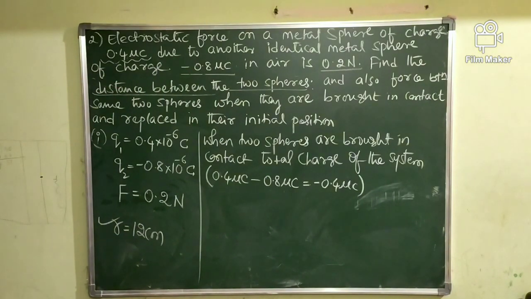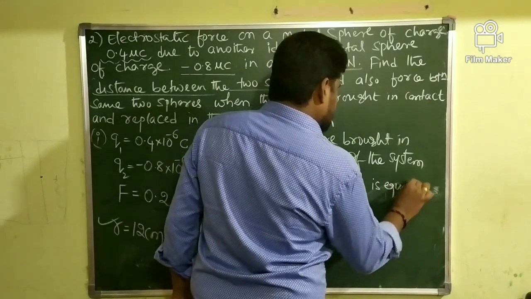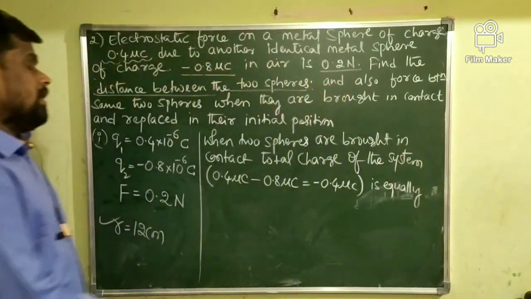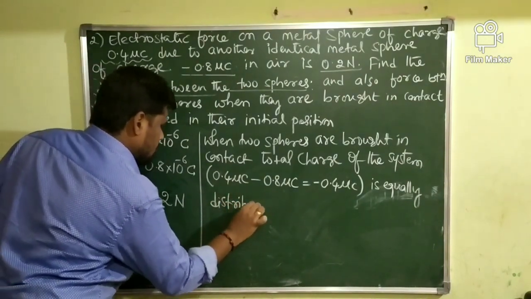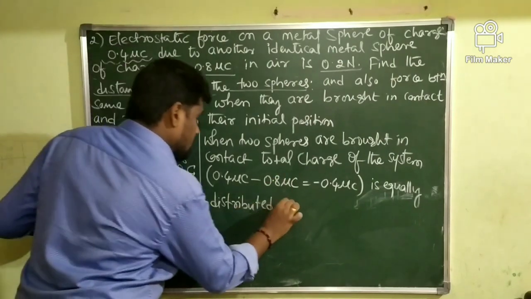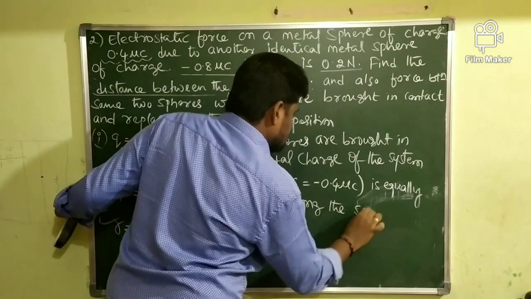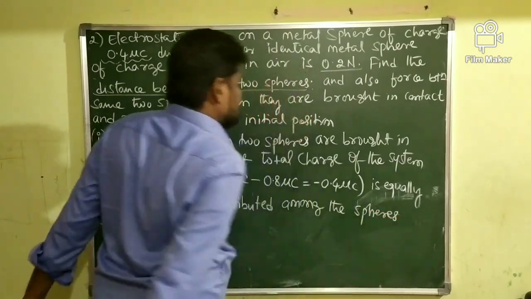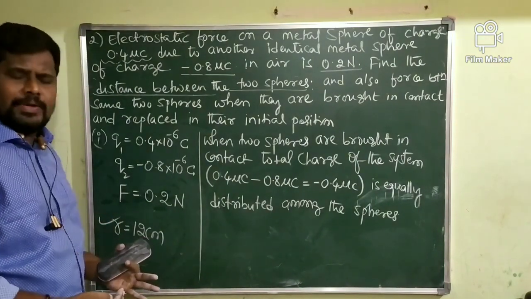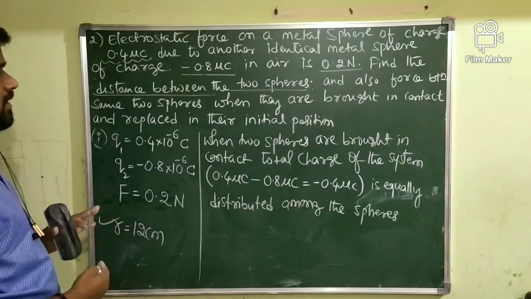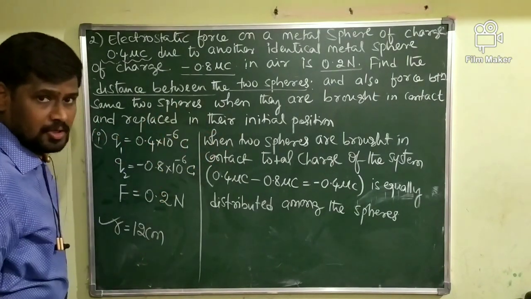The total charge of the system is equally distributed among the spheres. When the two spheres are going to get the same charge, after that, they are replaced in their initial position.